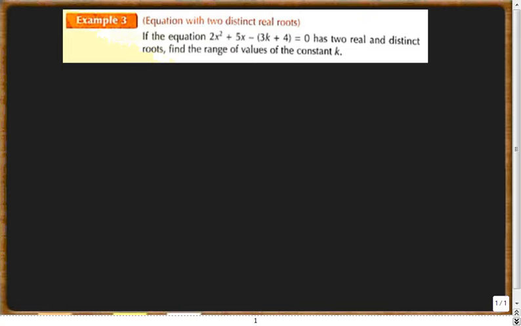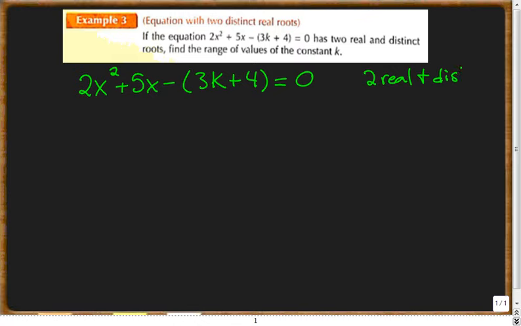Example 3 says, if the equation 2x squared plus 5x minus the quantity 3k plus 4 equals 0 has two real and distinct roots, find the range of values of the constant k. So we start off, we have this equation, 2x squared plus 5x minus the quantity 3k plus 4, and that equals 0. So it says that it has two real and distinct roots.